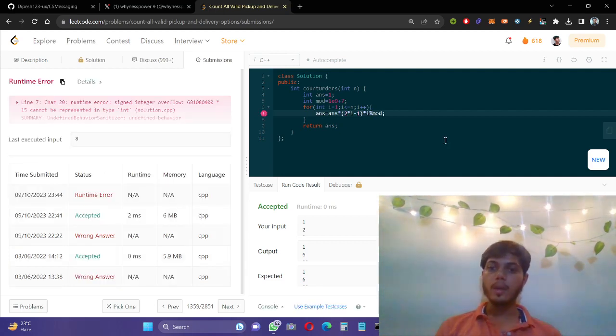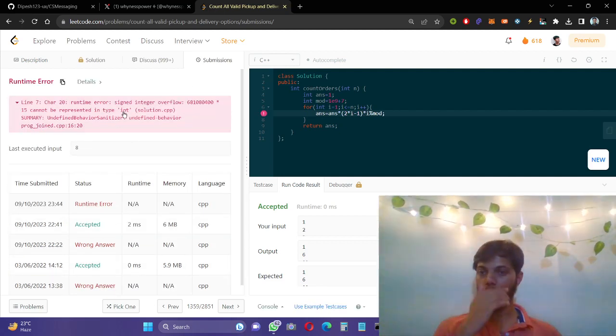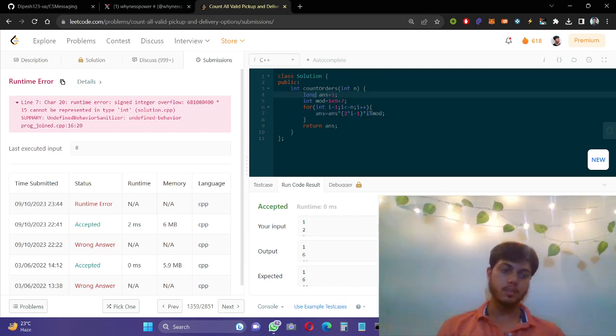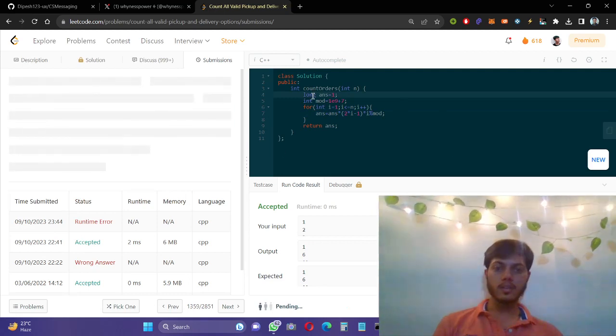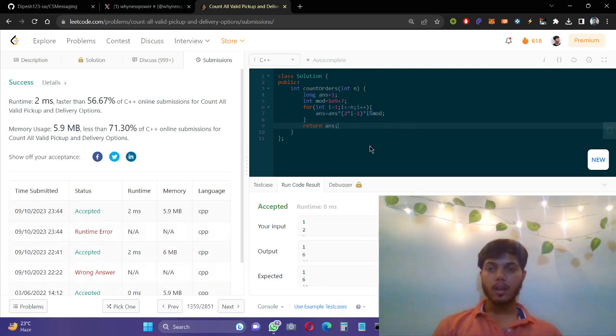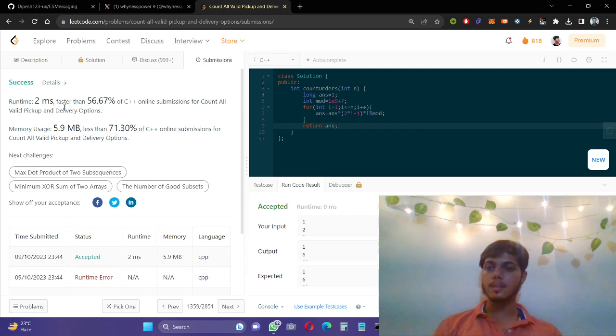No. We are getting a signed integer overflow, which is saying that it cannot be represented in an int. Let's put long instead of int for the answer, because as you can see, it's being multiplied again and again. Okay, now it's getting submitted.